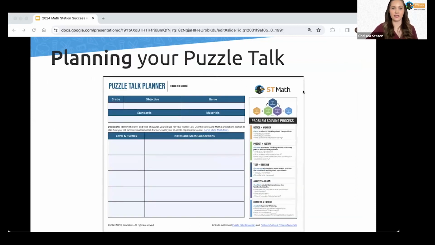And then just some resources. In ST Math, and I always like to share this because this was something as a teacher I didn't know existed. So hopefully there's someone in here who thinks, wow, I never saw that before, and this is brand new for you and it's going to change your life. We've got two different options that are already available for you for puzzle talk. We have puzzle talk planners that you can use with essentially any puzzle in ST Math. I will drop that in the chat, and that is just blank. This is just something to help your teachers think through their questioning, think through what puzzle they're going to put up, and where each question fits into the problem solving process.